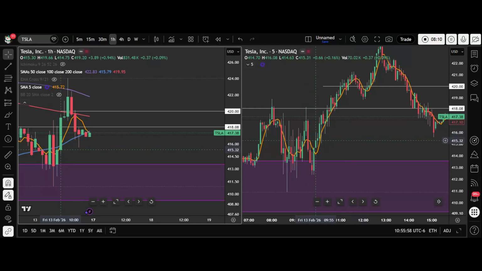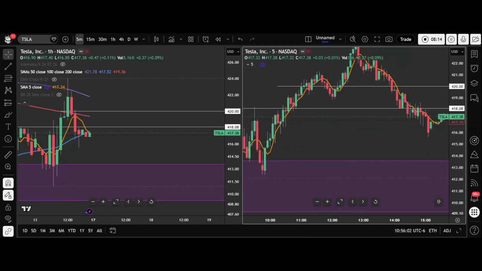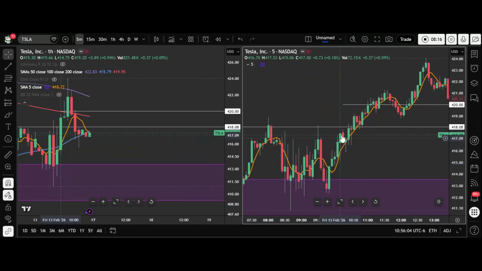Now I'm over here on the 5 minute. And just nice, beautiful stair stepping, making the flag. So I'm looking over here on the hourly. On this candle, I'm like, okay, I'm above 418. I am happy that 418.08 was significant just because of the pre-market price action. And then the second test of it.